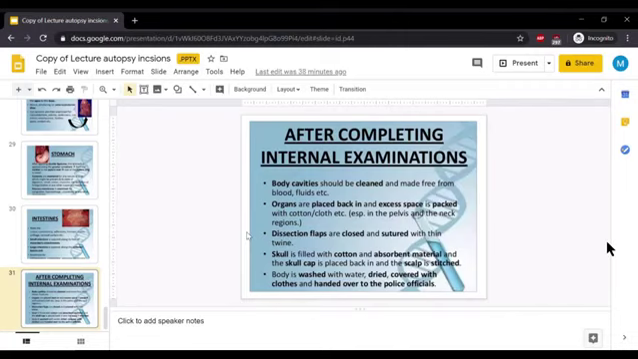So this was a brief review of how we will use autopsy incisions, what the types of autopsy incisions are, how we will open the body cavities, and how we will examine the various viscera.